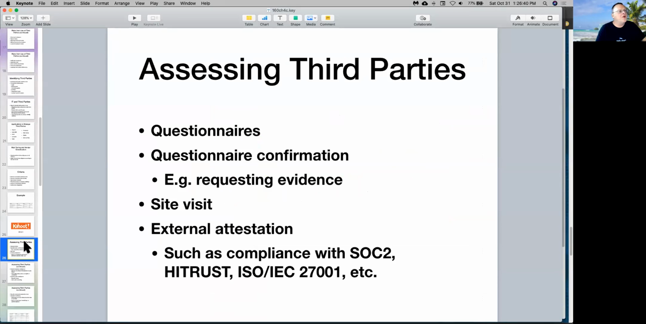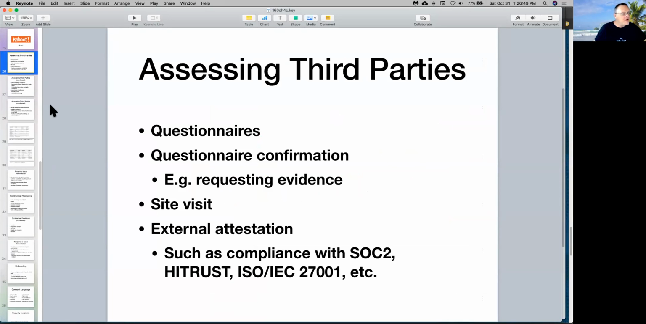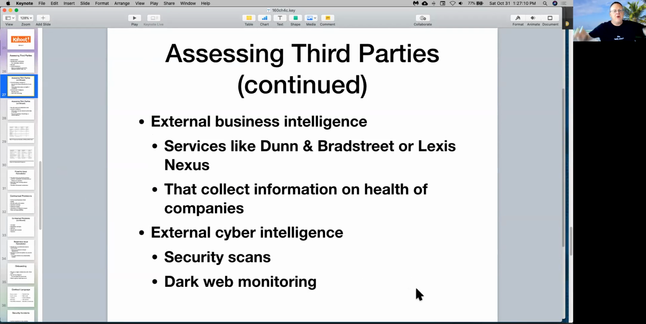All right, so if you're going to assess what your third parties are doing, the simplest thing to do is just send them a questionnaire. Then they're supposed to fill that out, and then you at least know what they claim to be doing. You can see if their stated activities are satisfactory. If you're not so sure about that, or you have a higher degree of concern, then you would confirm it, demanding evidence, or even visit them, or make sure that they comply with an external standard like ISO 27001 or SOC 2. Those would be other ways to make sure they're doing proper things.